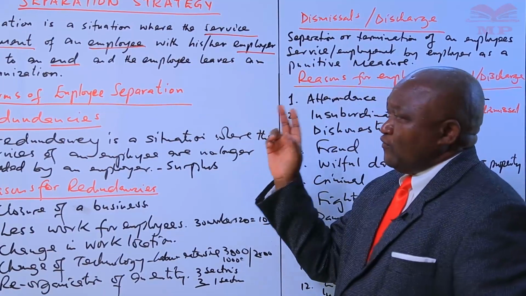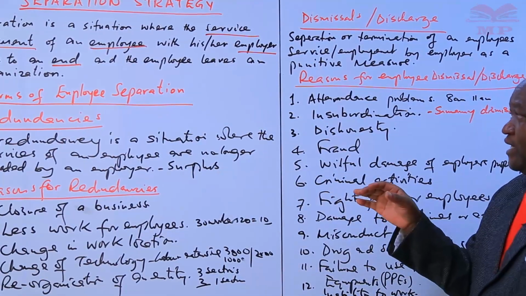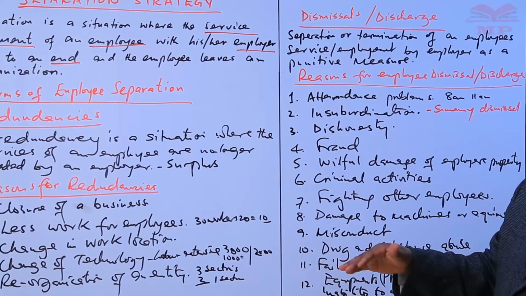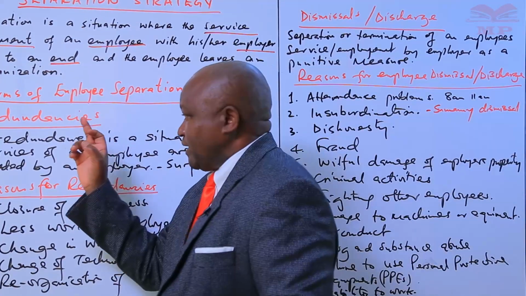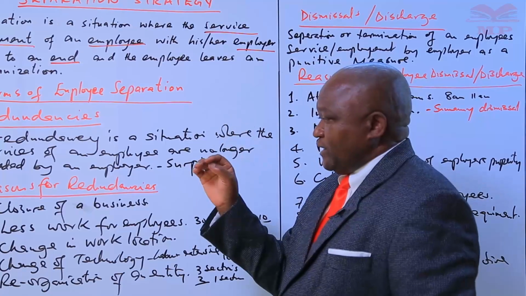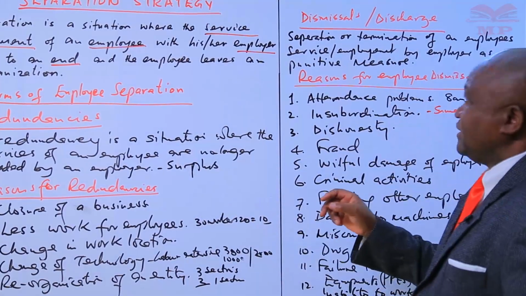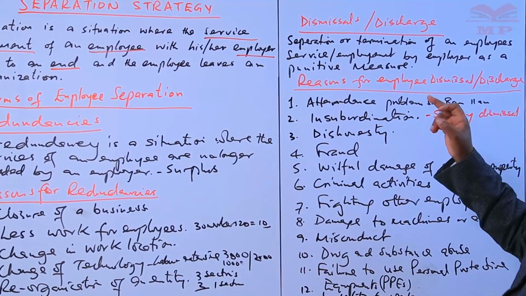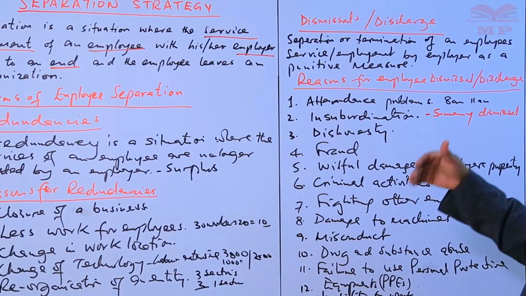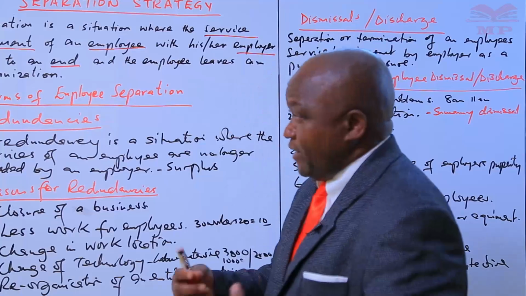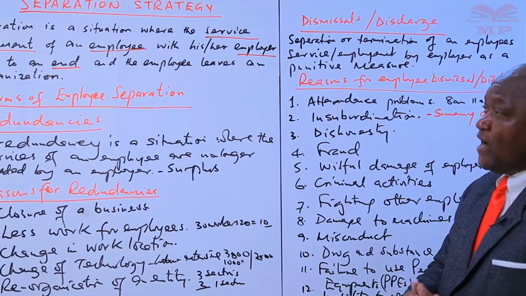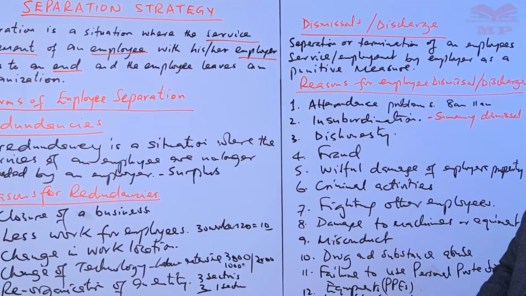We have looked at the forms of employee separation. And in the forms of employee separation, in our lesson today, we have looked at redundancies. We have looked at reasons for redundancies. We have looked at dismissals and discharge. And we can very quickly, dear learner, run through what we have looked at today to be able to confirm that we have got it right.